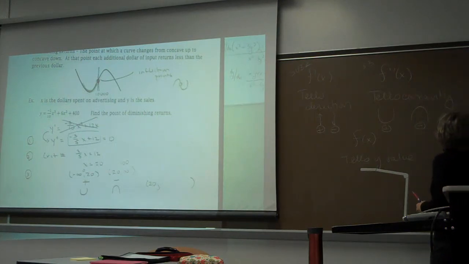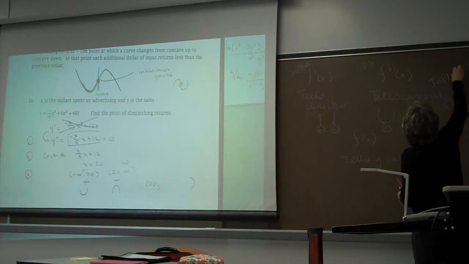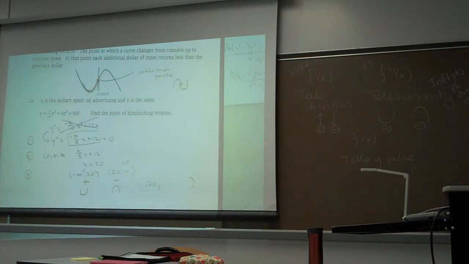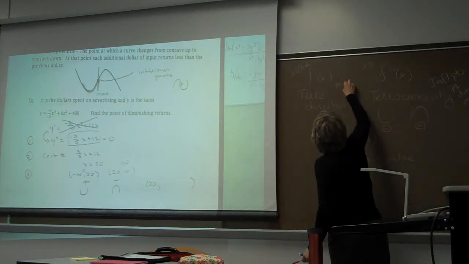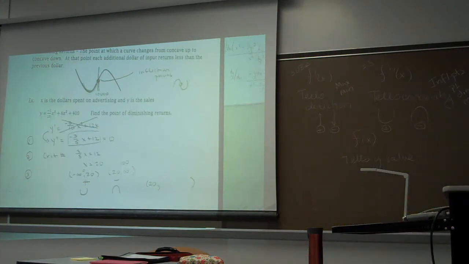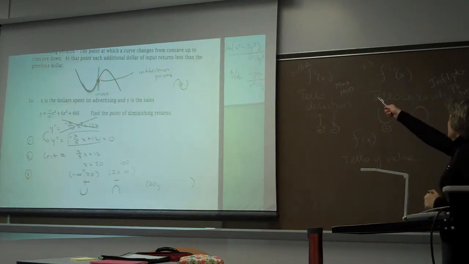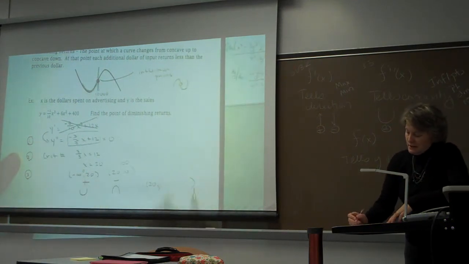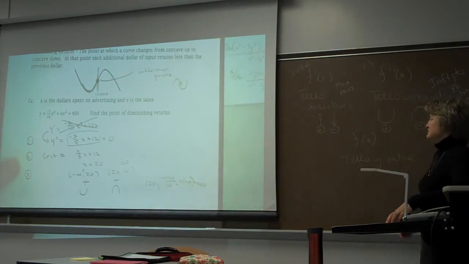If I want inflection points, or I want the point of diminishing returns, it's all about the second derivative. If I want max and min, it's all about the first derivative. But in the end, I'm always going to plug it into the y to get the second part of my ordered pair. So I'm going to plug it in here and get negative 8,000 over 10 plus 6 times 40 plus 400, whatever that is. That's my y value.